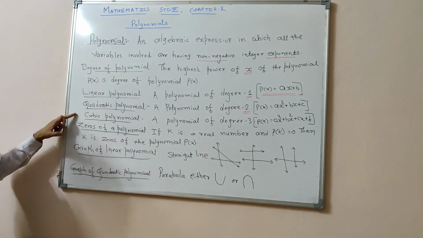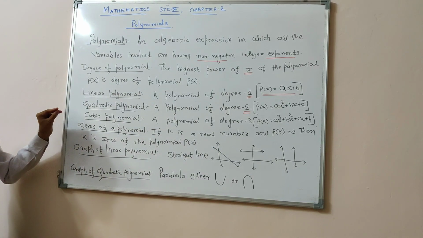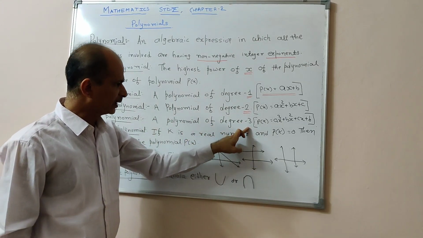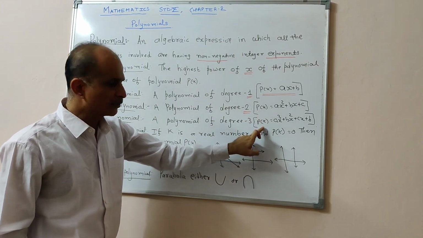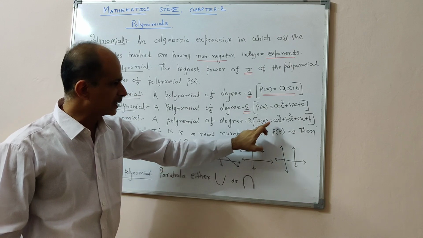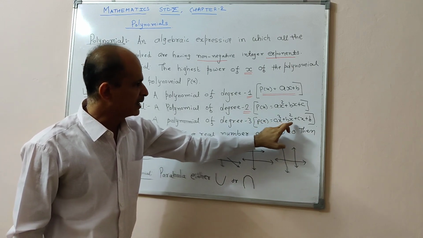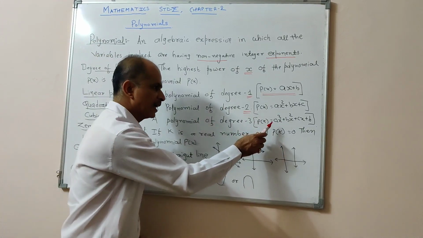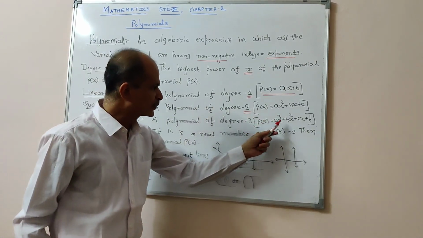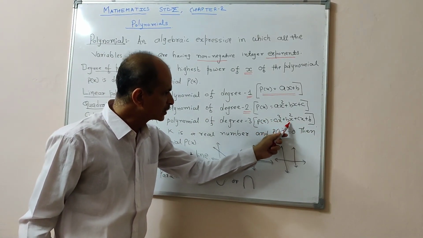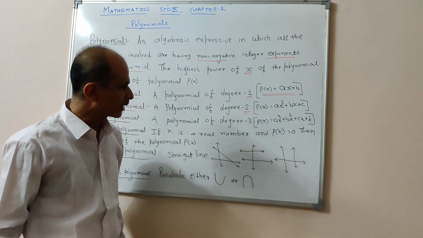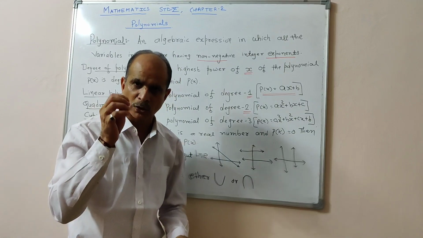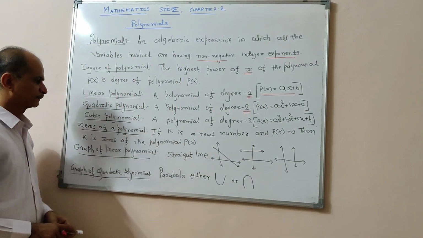Well, the third one is cubic polynomial, a polynomial of degree 3. The general form of this cubic polynomial is ax³ + bx² + cx + d, where a is known as coefficient of x³, b is known as coefficient of x², c is coefficient of x, and d is a constant coefficient.